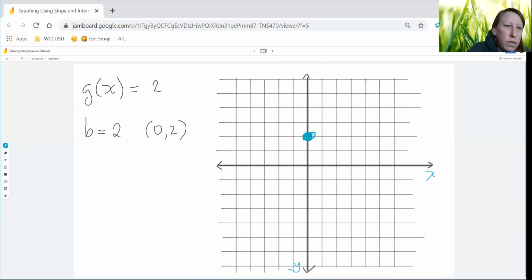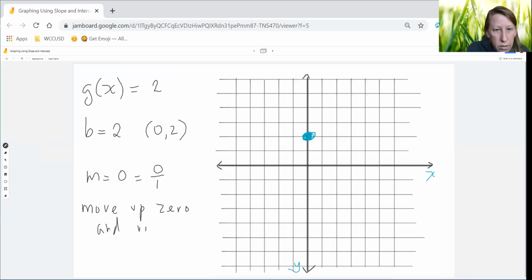Okay, my moving directions for this one are 0. There's no x. So we said that's the same as 0 over 1. So I'm going to move up 0 and right 1. From here, I'm not moving up, haha. I'm going to move up 0 and right 1, and I'm going to be right there. And then I can do it again. Up 0, right 1. Up 0, right 1.